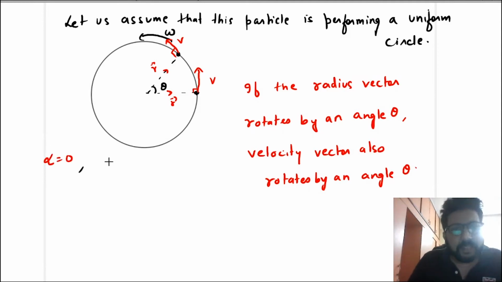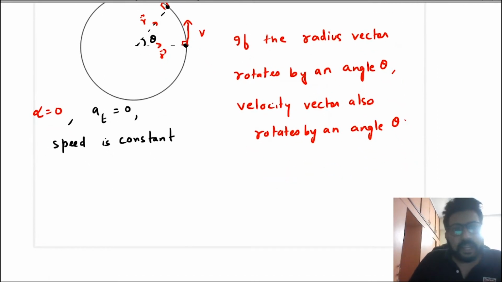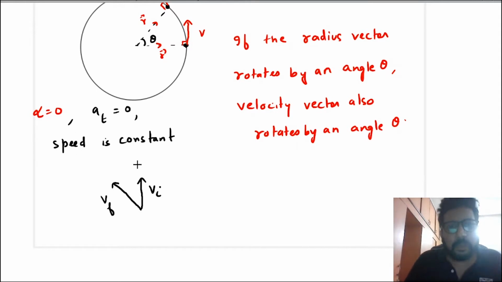If alpha is 0, that means AT is 0. That means speed is constant. Speed is constant, direction is not constant. Now the direction of initial velocity was in this direction. This is initial velocity represented by Vi, and this is final velocity Vf. Magnitude of both is same, but the direction has changed. That means the vector has changed. Now r vector has rotated by theta. That means v vector has also rotated by theta.